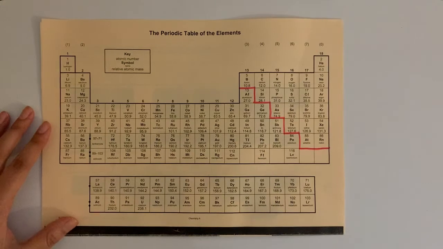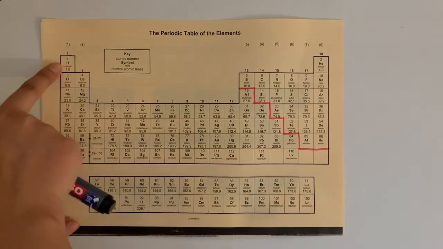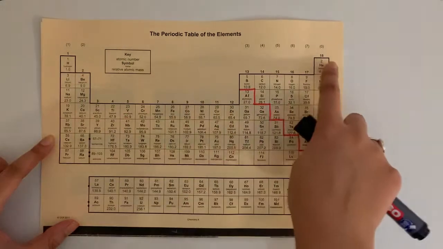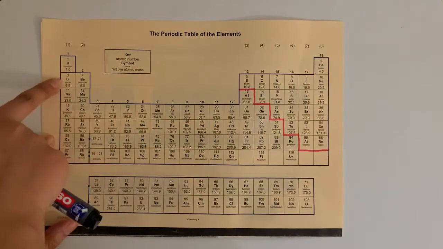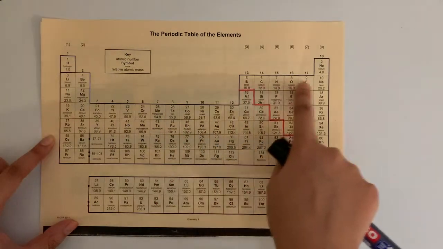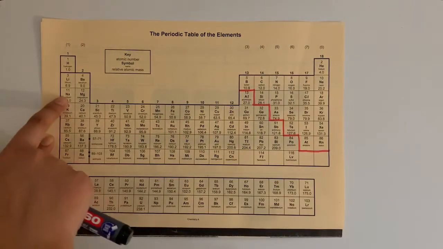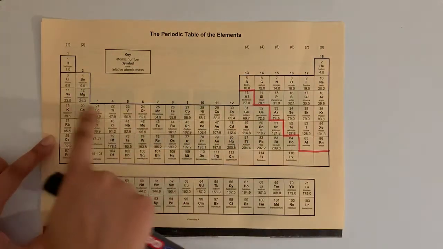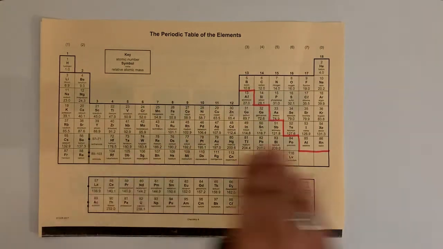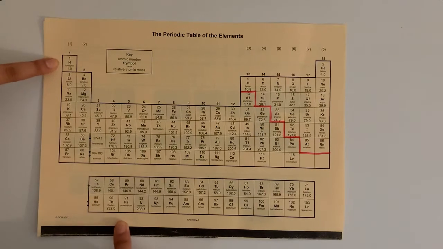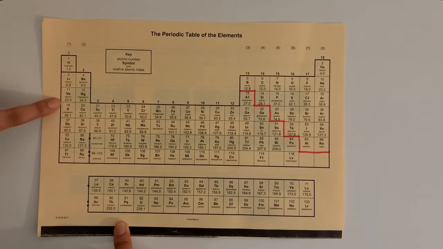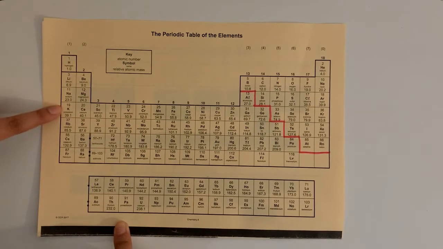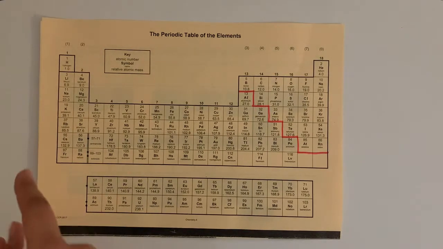Periods are essentially rows. Period 1 is just hydrogen and helium. Period 2 is lithium, beryllium, boron, and onwards. Period 3 starts from sodium, working its way across like so. So periods are going across. This is period 1, period 2, period 3, period 4. So you need to know about periods and groups in terms of the periodic table.